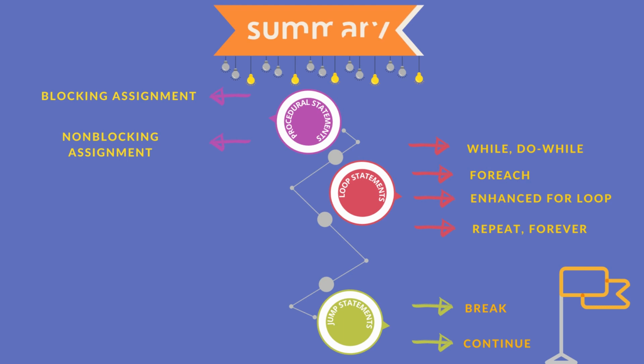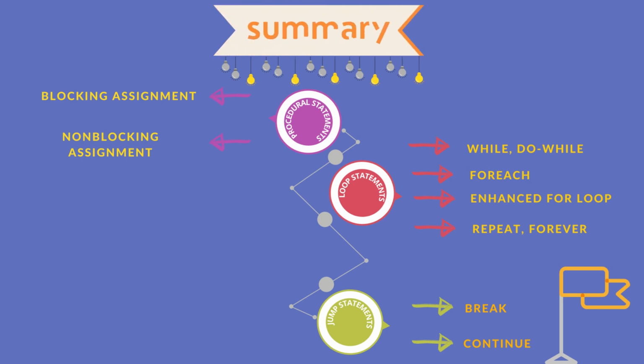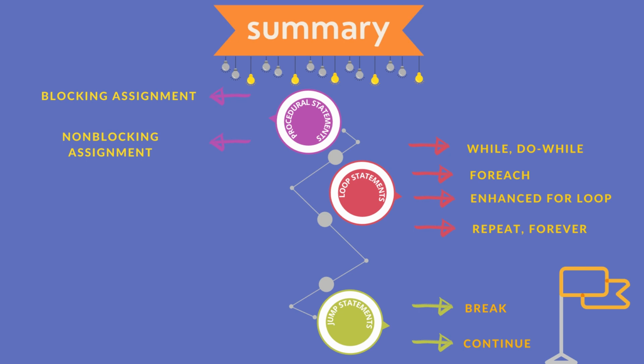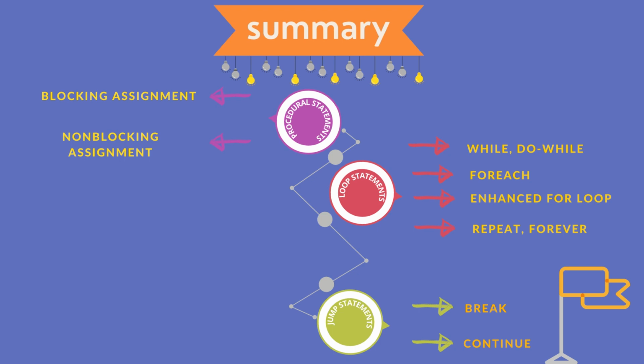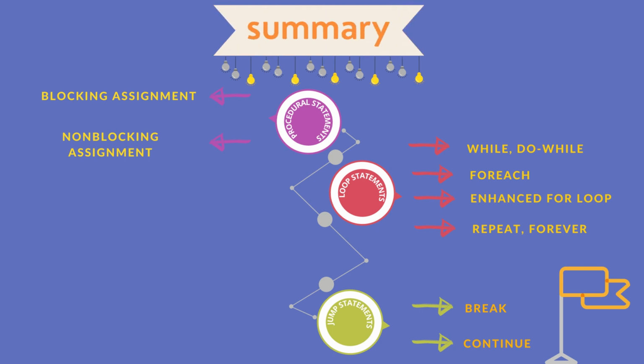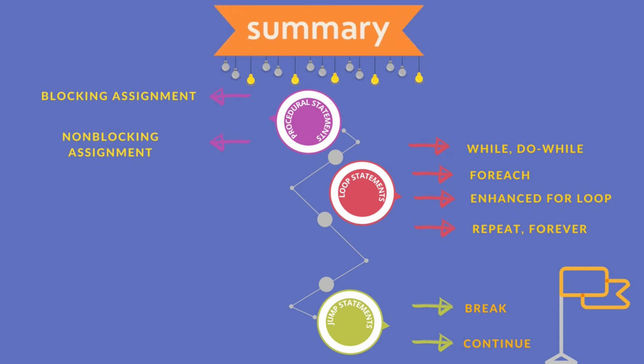That's it for our overview of procedural statements and control flow in SystemVerilog. Let's quickly recap the topics we covered. We started by discussing blocking and non-blocking assignments and their usage in SystemVerilog. Next, we covered loop statements, including the while loop, do-while loop, foreach loop, for loop, repeat loop, and forever loop. We looked at when to use each loop and provided examples of how to use them.